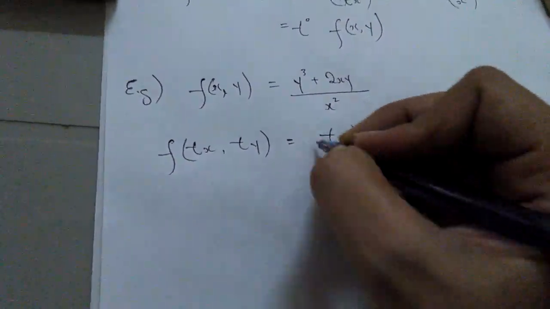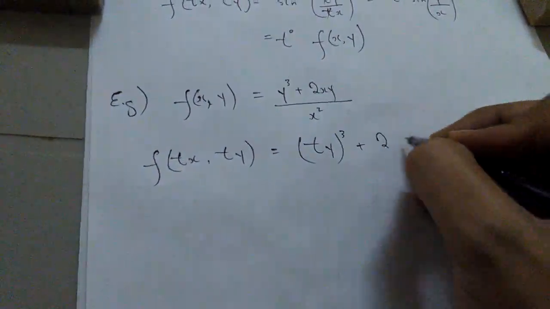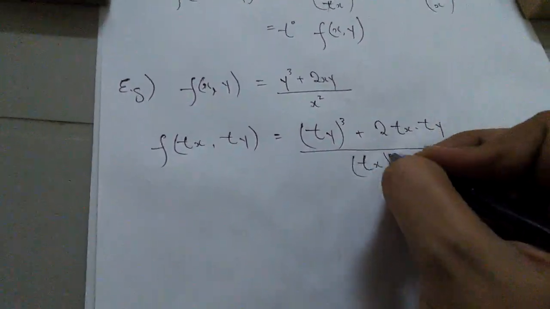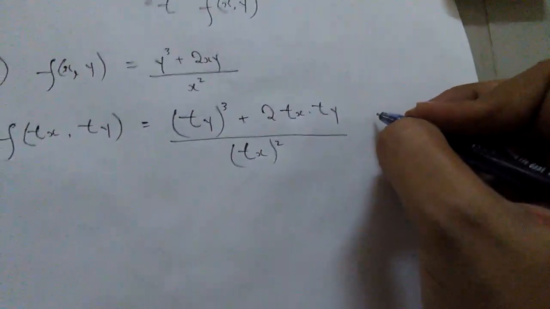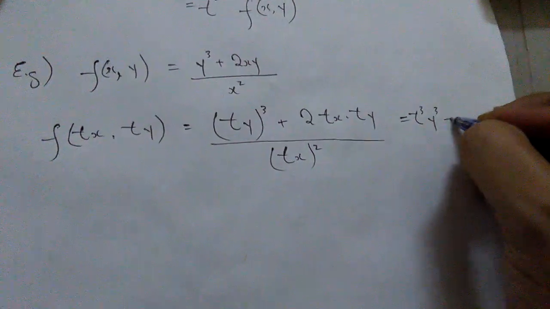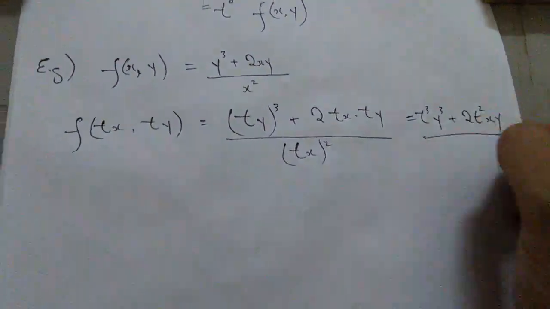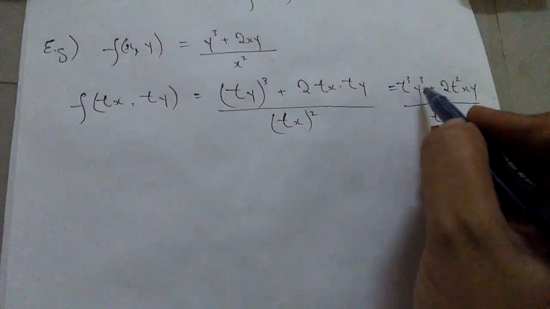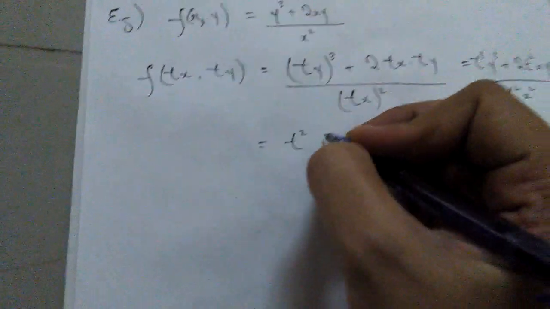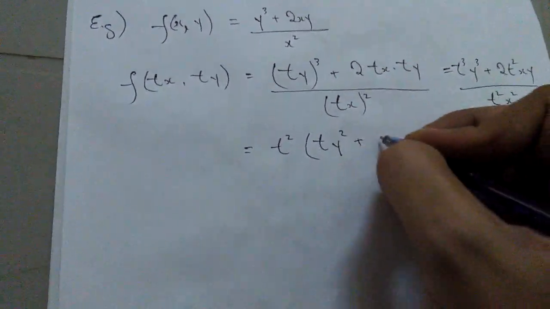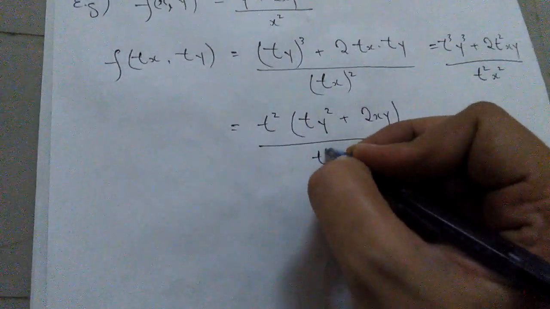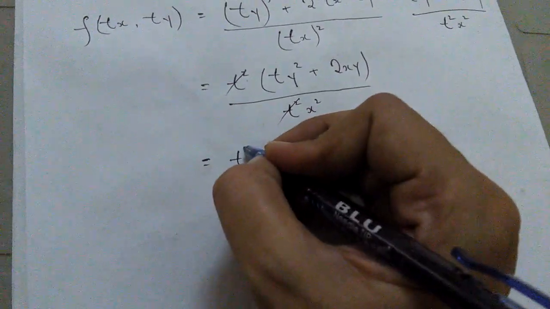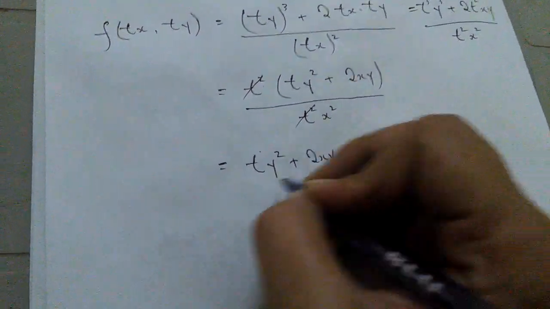Wherever we are having y, we are going to substitute ty there, and wherever we are having x, we are going to put tx there. That's how we go. So it is giving us t cubed y cubed plus 2t square xy upon t square x squared. Now you see in the numerator t squared is coming common, so one t will remain in this term. This t square will cancel this t square. So what is left is ty squared plus 2xy upon x squared.